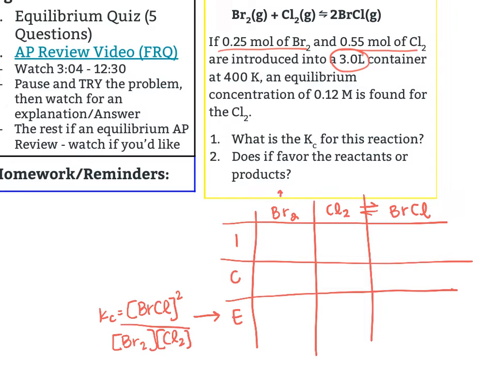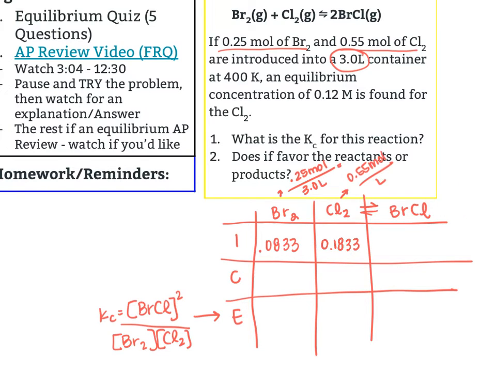So for the Br2, I'm going to take 0.25 moles in the 3-liter container. So 0.25 divided by 3 gives me a molarity of 0.0833. And I'm going to do the same thing for my chlorine. I'm going to take the 0.55 moles in 3 liters. And that gives me 0.1833. Okay, so that's the first part of it.